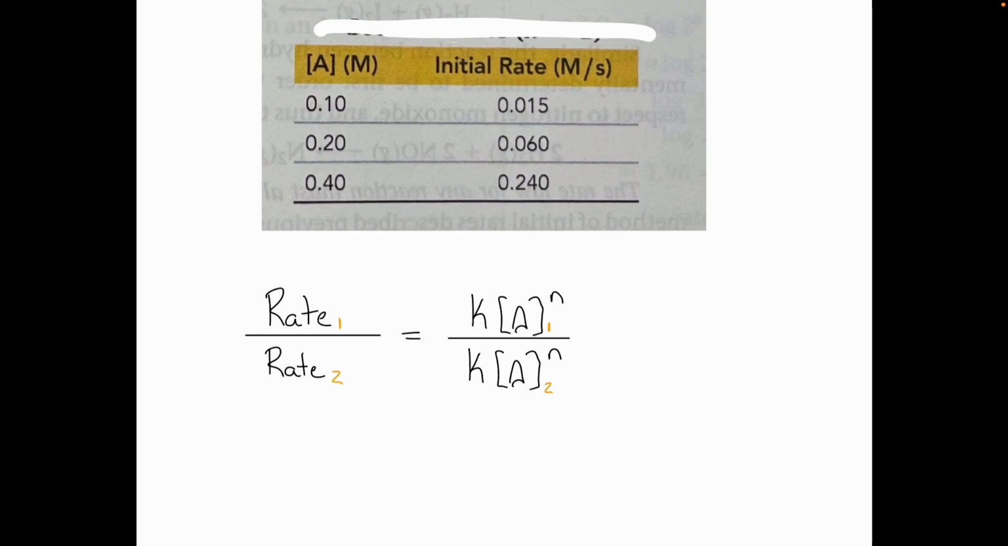All right, so I'm going to take the ratio of two of these data points. I'm going to just arbitrarily pick. You get the same value no matter which two data points you pick. So my rate of my first data point divided by the rate of my second data point. Again, the whole shtick is by taking the ratio, k cancels out. So now I have 0.10 to the n.